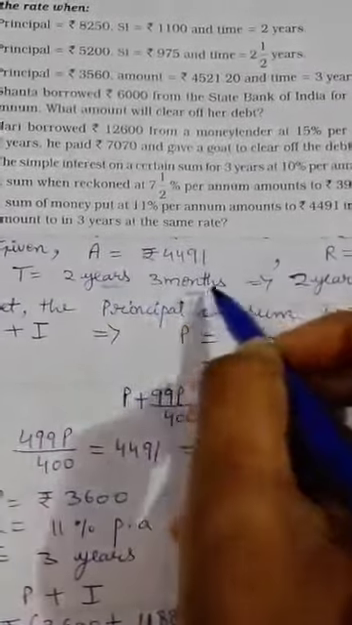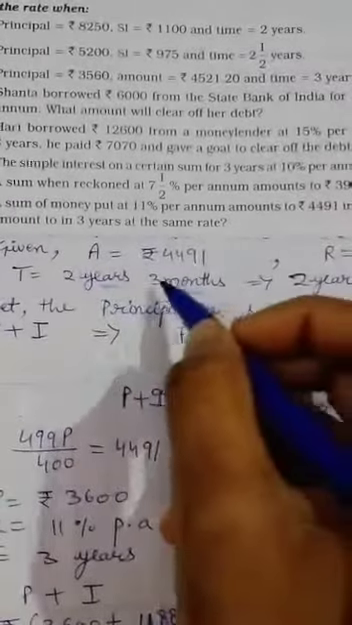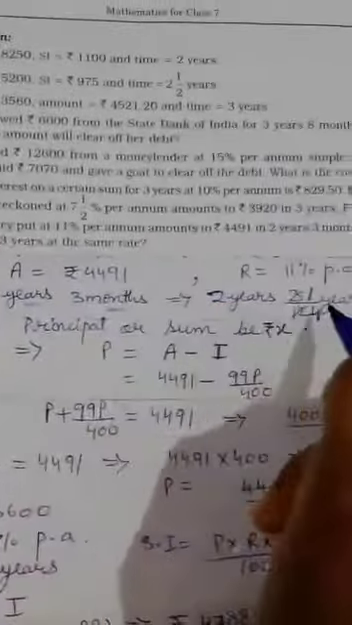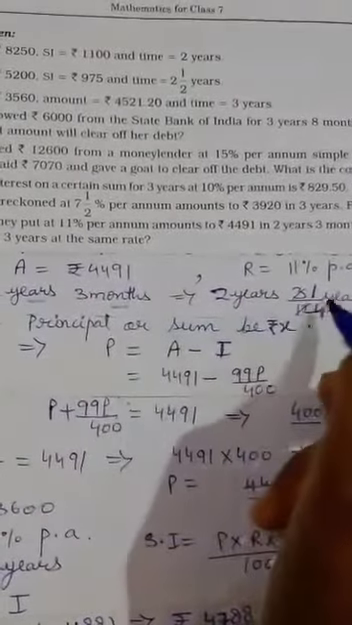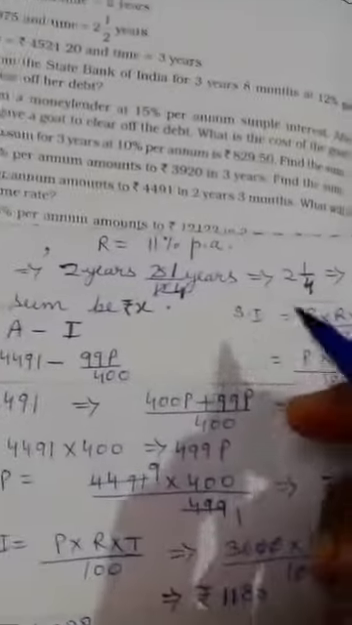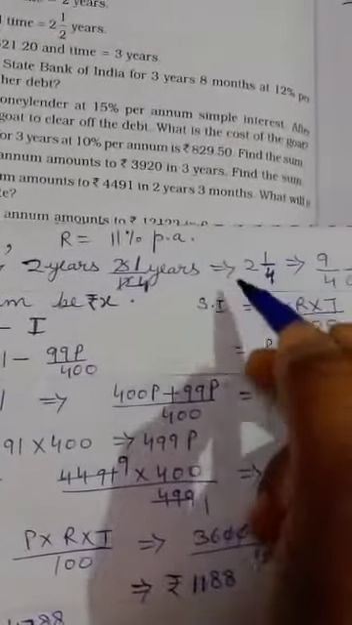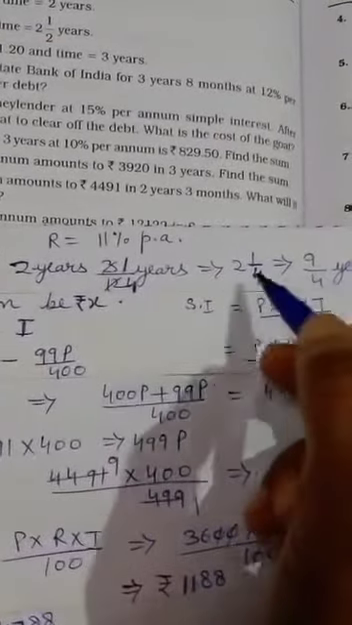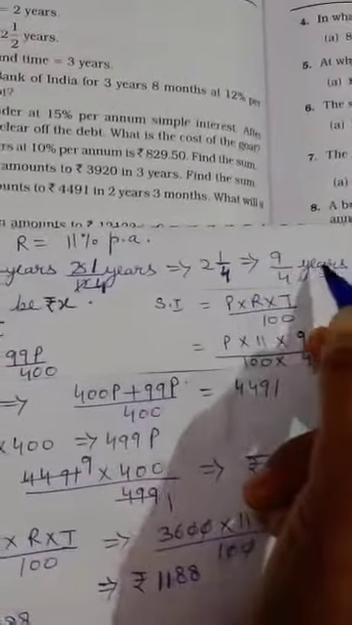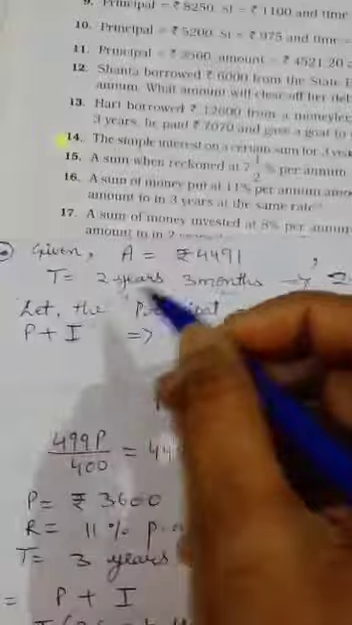Units are different. Make it the same unit. In 1 year, 12 months are there. So make this in years: divide by 12, 3 upon 12 becomes 1 upon 4. It becomes 2 whole 1 upon 4. Convert this into improper: 2 times 4 is 8, plus 1, 9 upon 4 years. This will be your time.